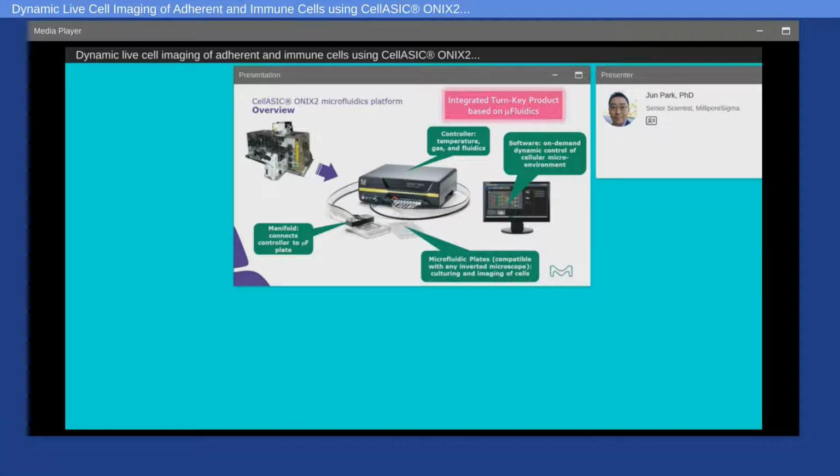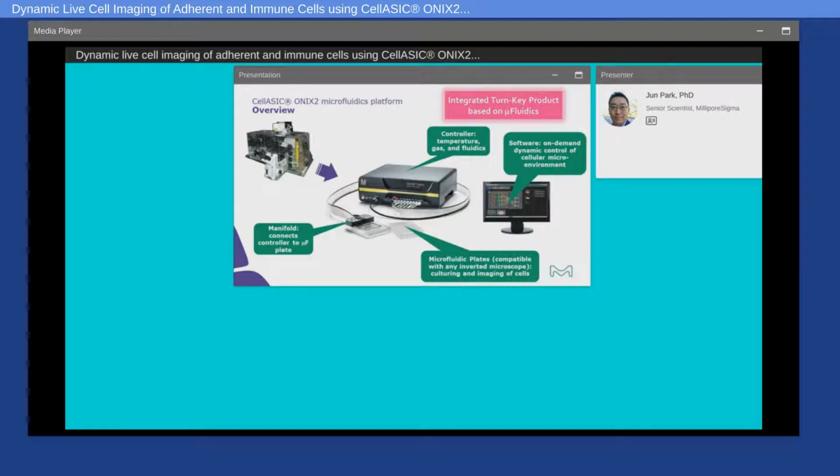be cultured and imaged. The system controller, shown in the middle of the slide, is the size of a typical 13-inch laptop in its X and Y dimension. It is extremely portable and was built with mobility in mind. The controller controls various parameters such as temperature, gas, and flow rate within the microfluidics plate, which is connected to the controller by manifold.